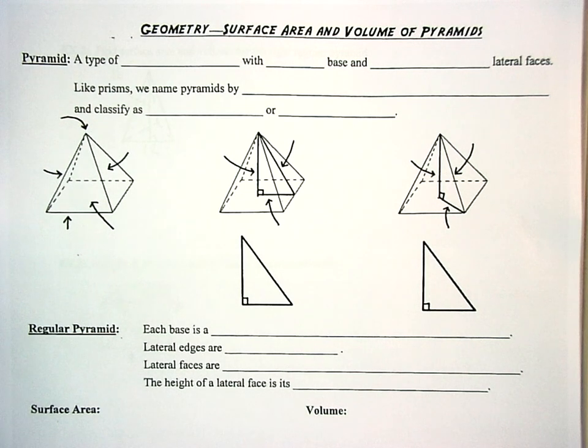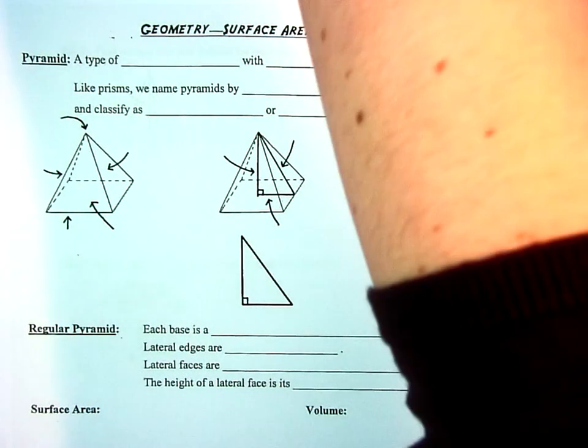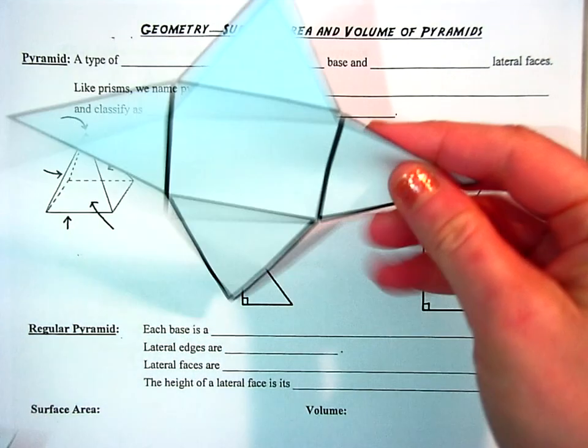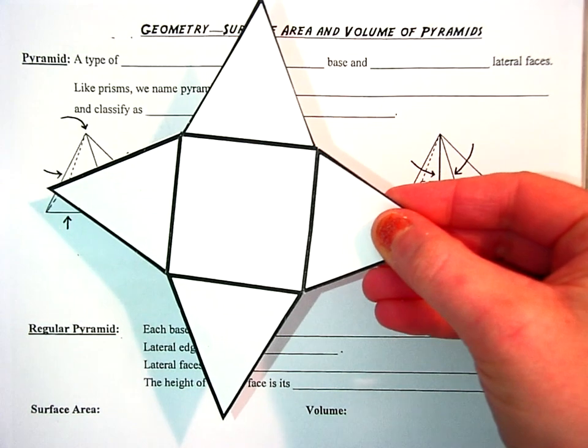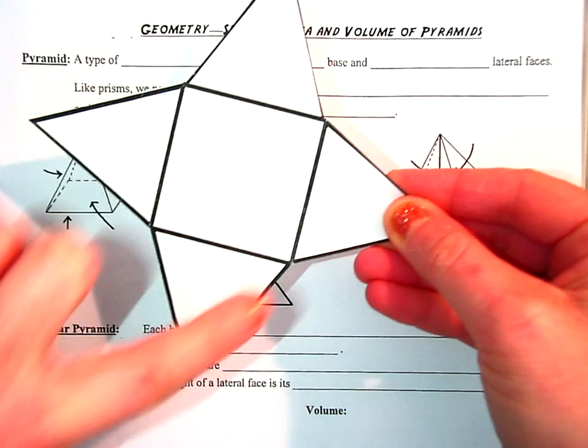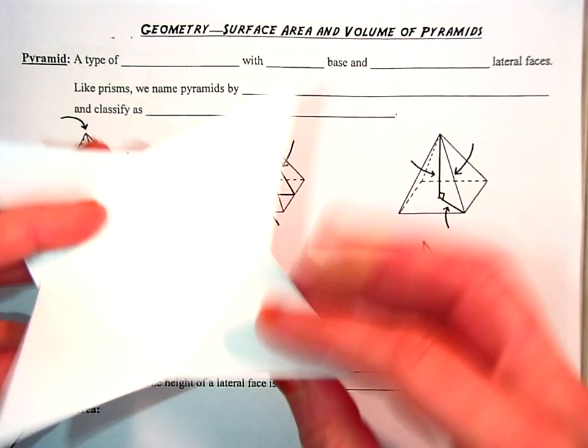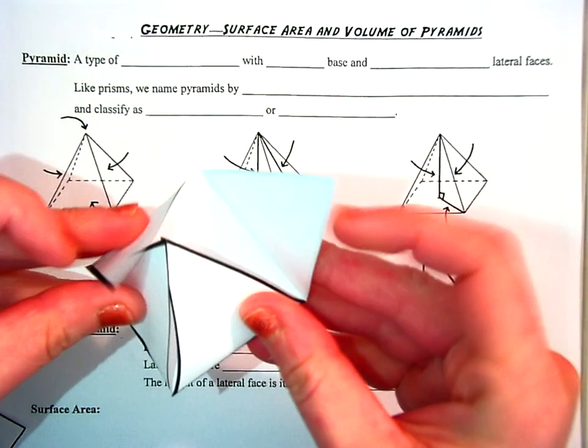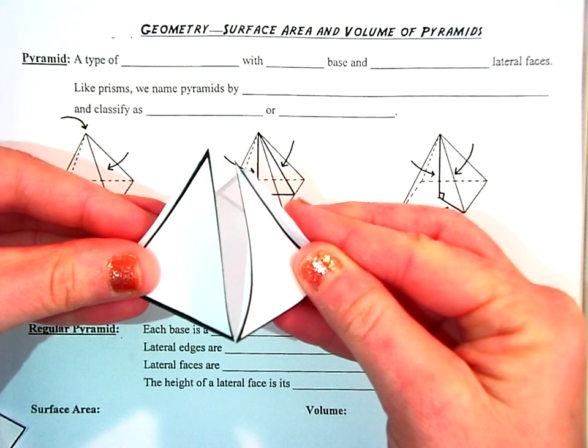Today we're taking on surface area and volume of pyramids. Before I begin, I just want to show you some examples of some nets. Here is a net for a square pyramid. Here's my base. These are the triangular faces that will fold up and make it look like a pyramid.